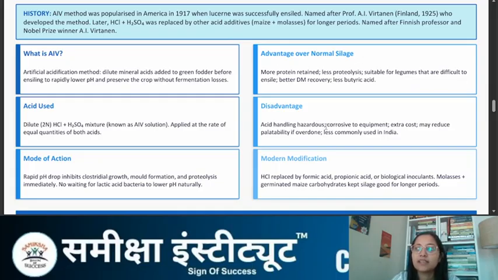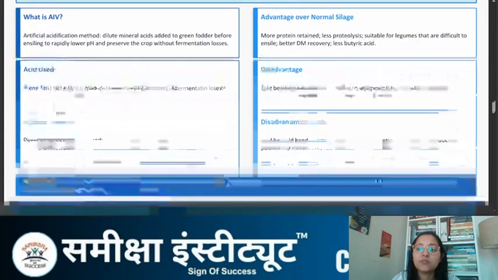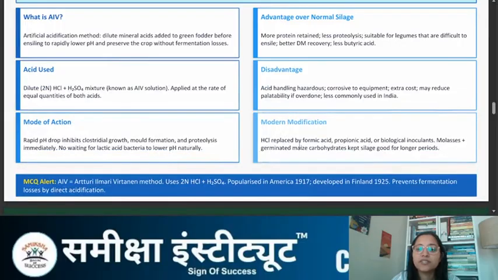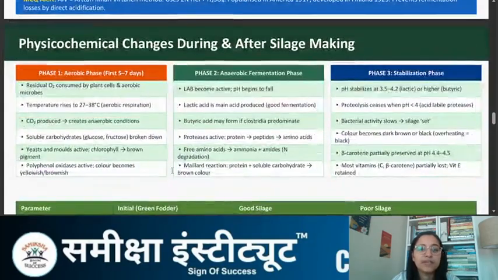Acid handling is hazardous because the acids are very corrosive, also to equipment. So a modern modification exists: in place of HCl, formic acid, propionic acid and other biological inoculants can be added alongside molasses. Next, the physicochemical changes that occur during and after silage making.